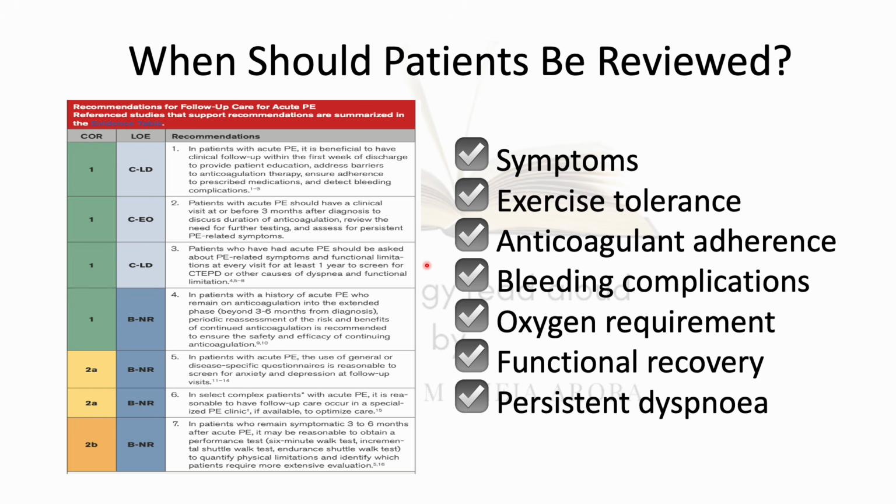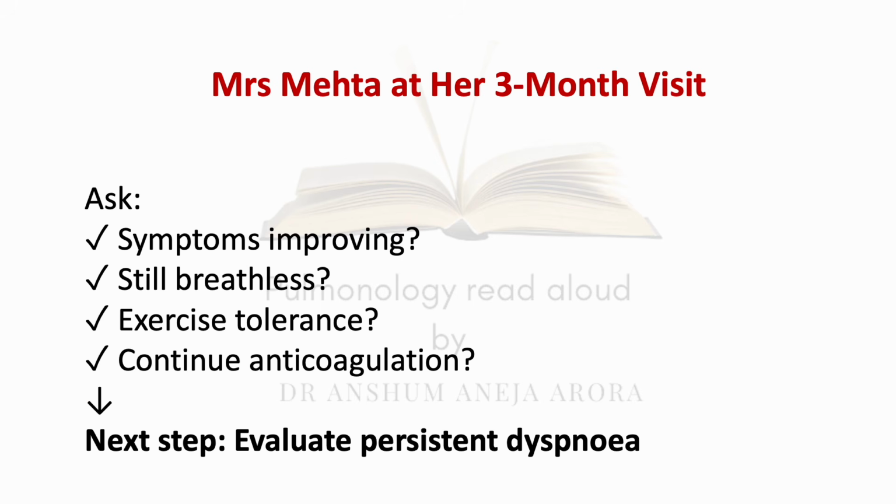And the use of general or disease specific questionnaires can be done at follow ups, and it's also reasonable to have special PE clinics. And for patients who are symptomatic beyond 3 to 6 months, you should obtain other objective tests like the 6-minute walk test, the shuttle test, and so on for a comprehensive evaluation. So, it's not just about having symptoms again, it's about the total improvement and recovery.